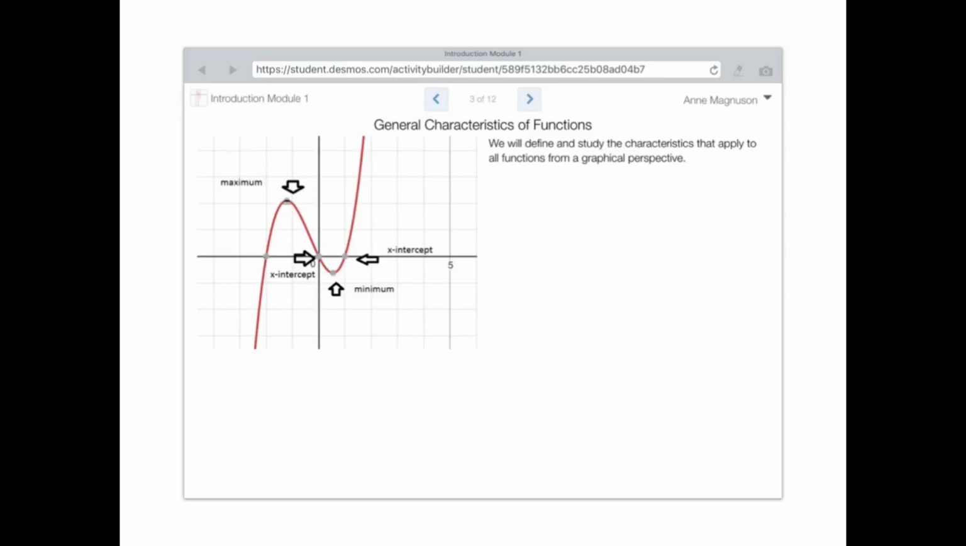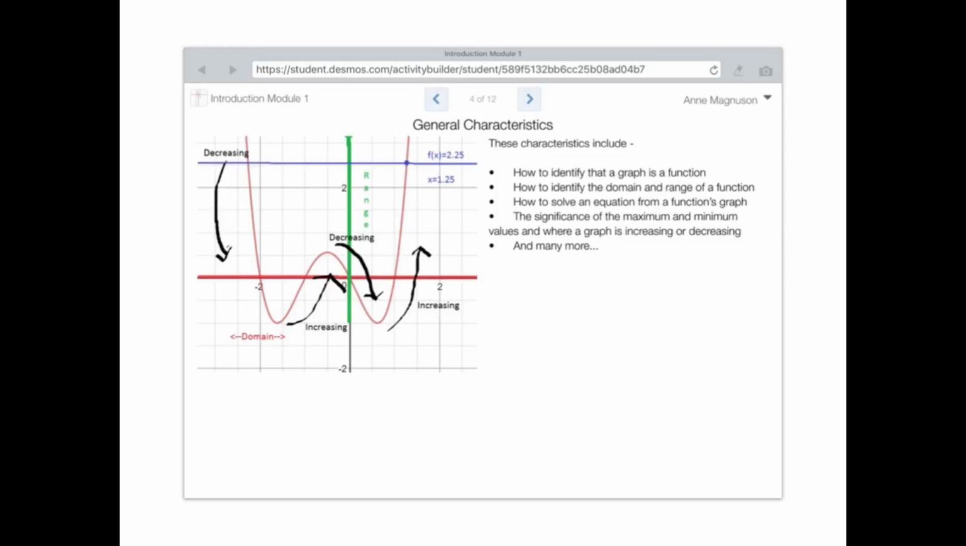We'll define and study the characteristics that apply to all functions from a graphical perspective, such as where the graph crosses the axes or reaches an extreme value. We'll also determine if a graph is that of a function, how to find domain and range, and how to solve an equation from a graph, and more.